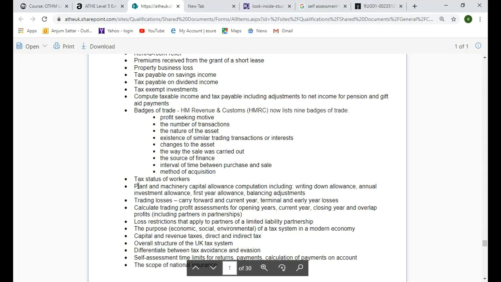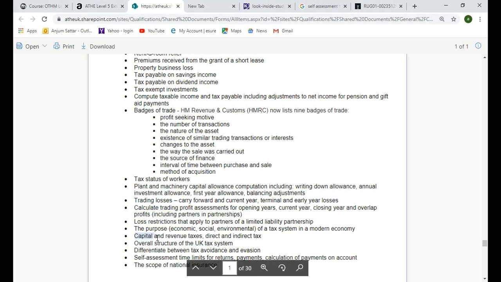So plant and machinery allowance is called capital allowance. If you buy machinery, of course you can claim an allowance on it. It doesn't mean that whatever money you paid you can claim in the first year, but a percentage you can claim as tax relief. Then trading losses we can carry forward and back up to 5 years. So if you had a loss last year and this year you have a profit, you can make an adjustment in your tax bill.